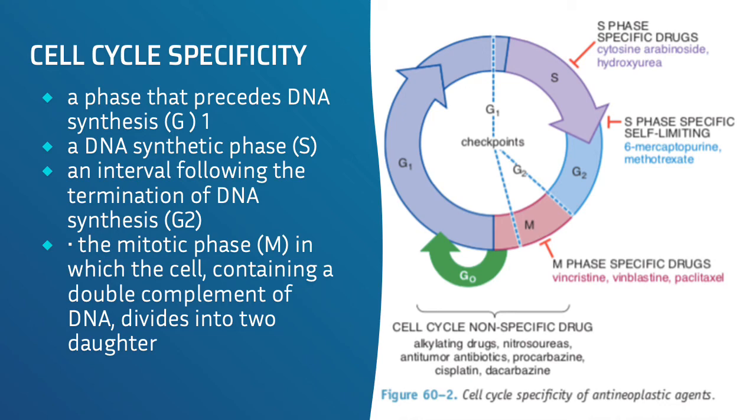Your vincristine, vinblastine, and your paclitaxel, which are mainly microtubule aggregators or disaggregators, usually act on the mitotic phase of the cell cycle. While your other drugs, such as your alkylating agents, your nitrosoureas, anti-tumor antibiotics, procarbazine, your platinum agents like cisplatin, and your dacarbazine, are termed cell cycle non-specific, as they tend to affect the tumor cell regardless of wherever the tumor cell is in the cell cycle.